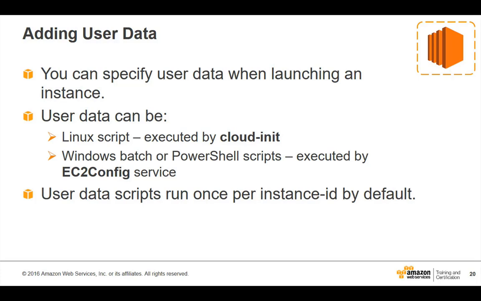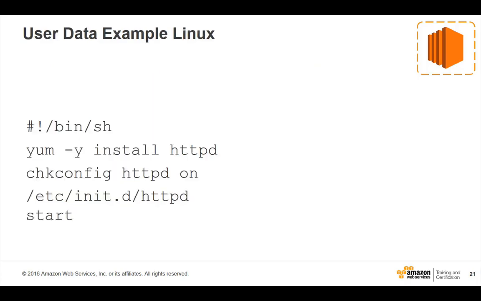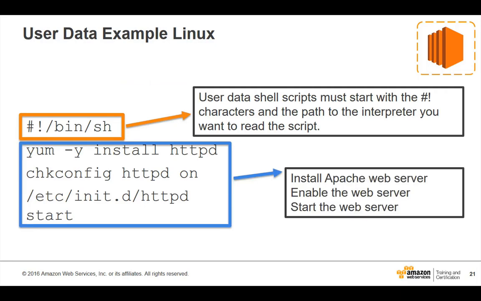So that user data, let's get back to that. You can either use Linux script, which is executed by Cloud-init, or Windows batch or PowerShell script executed by EC2 config service. And the user data scripts are going to run once. Okay, so they run when they instantiate. When you reboot your instance, it doesn't restart. Okay, it doesn't redo your user data script, it doesn't rerun it.